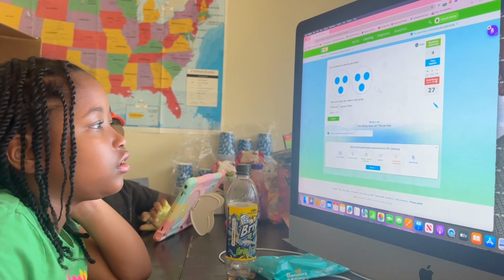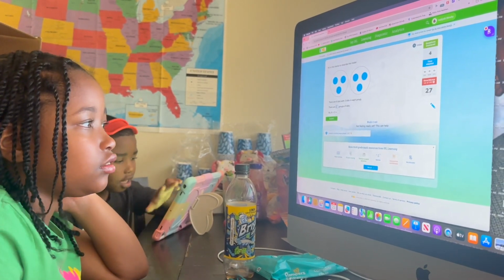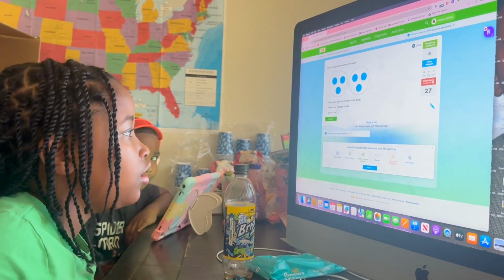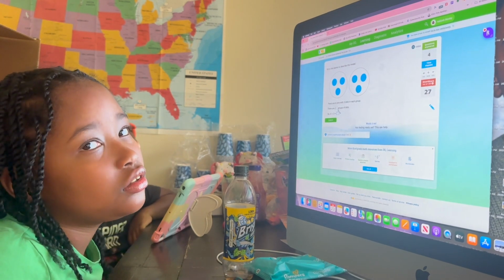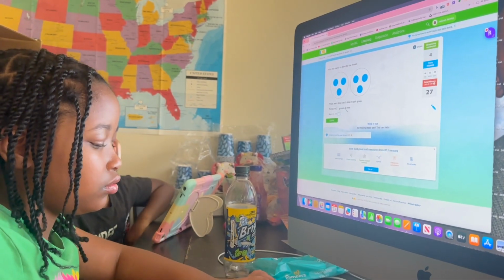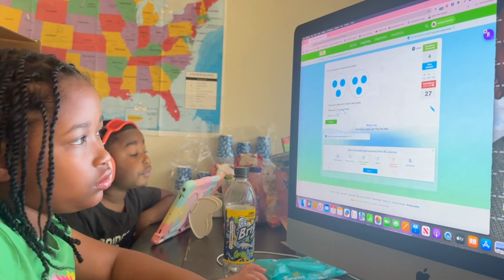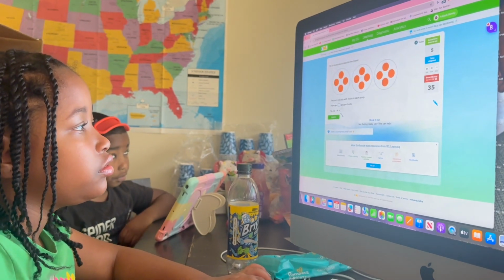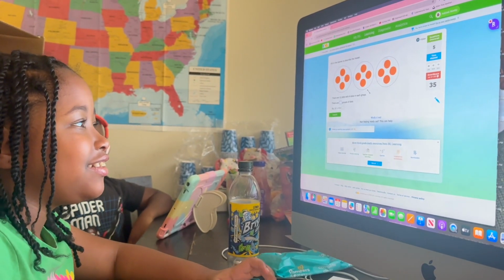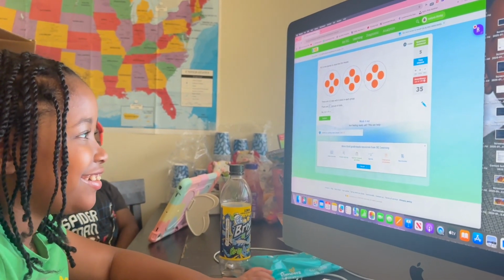Okay, there are 2 groups of dots. So 6 divided by 3 is 2. Yes. All right, I'm not gonna help you no more. You got the rest on your own. And you know how to do it. Don't be shook.